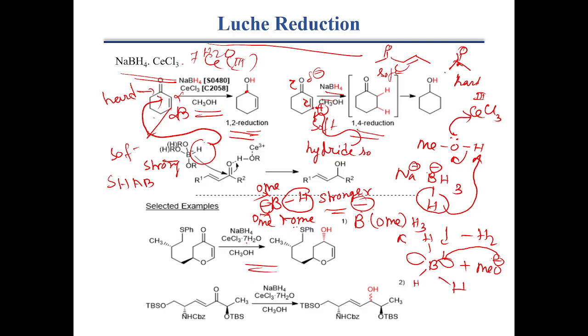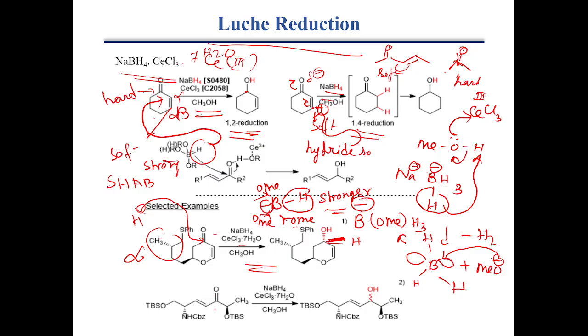So here also Luche reduction condition giving this alcohol. Alpha attack happening. So this methyl group is the alpha position. Whatever the hydride source is, it is coming from the beta position. That's why this O is going to the alpha position. So the hydride will come from the beta position. That's why we are getting this stereochemistry.